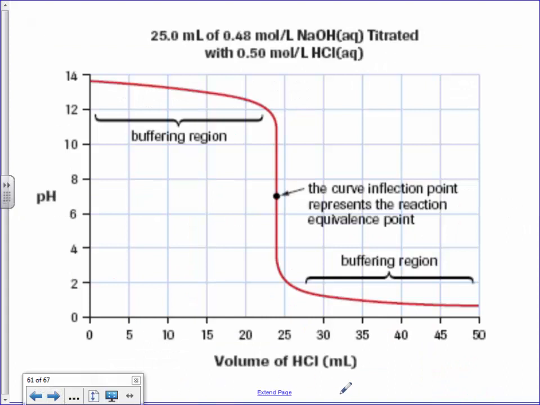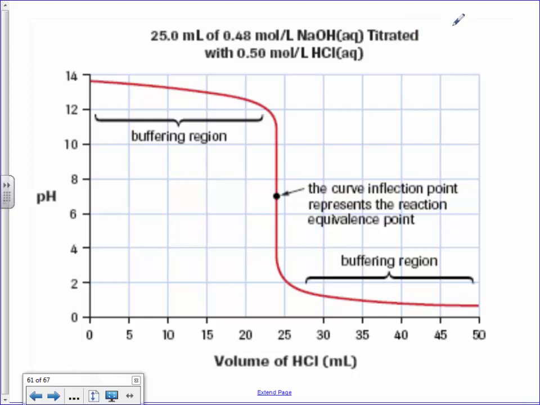So let me just show you some more pictures then. Most of what I need you guys to be able to do is just interpret a graph. So what's happening in this graph here? Well, you're doing some sort of titration. What would the titrant be? The titrant would be the acid, yeah. The sample would be the base.